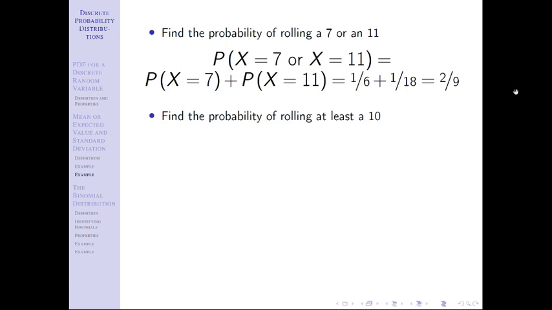Moving forward, find the probability of rolling at least a 10. Same idea as the previous problem. If you think you know where to go, pause now and work through it. First thing I want to do though is just write out the probability statement. You're going to hear me say that a lot. We're going to write out a probability statement. So I'm going to translate that into symbols. That would be the probability x greater than or equal to 10.